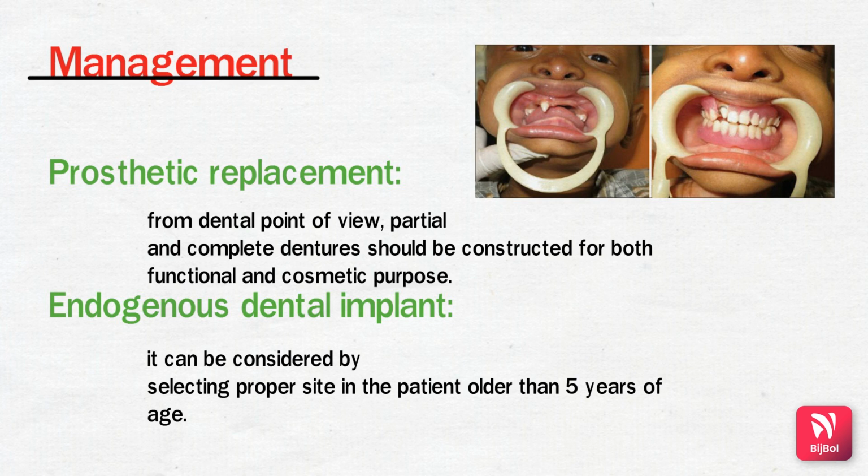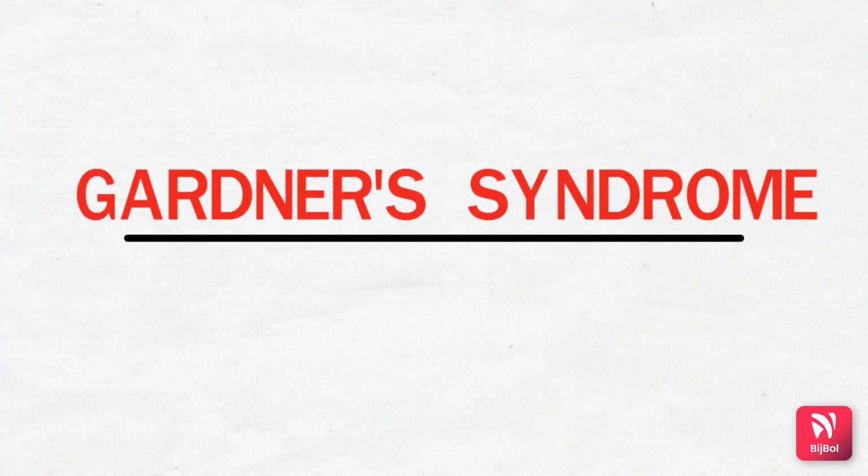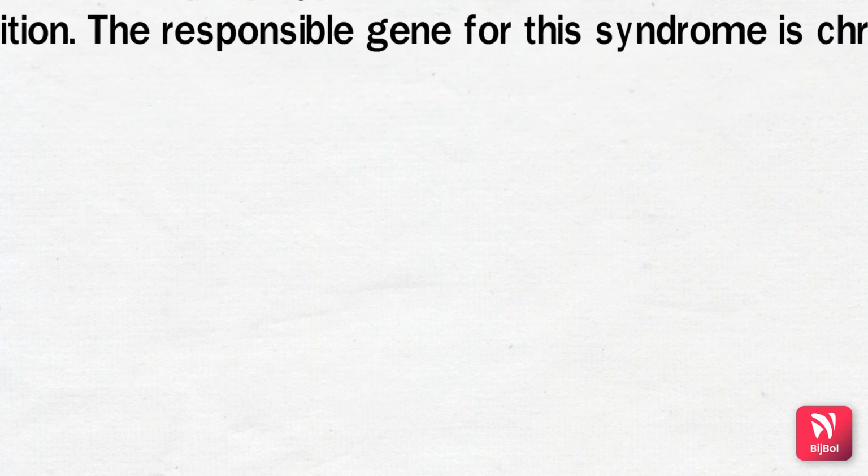The next developmental defect we are going to deal with is Gardner syndrome. It's also called familial multiple polyposis. It's a hereditary condition. The gene responsible for the syndrome is on chromosome 5. Let us look into the clinical features. It is usually noticed in the second decade of life with male predilection.